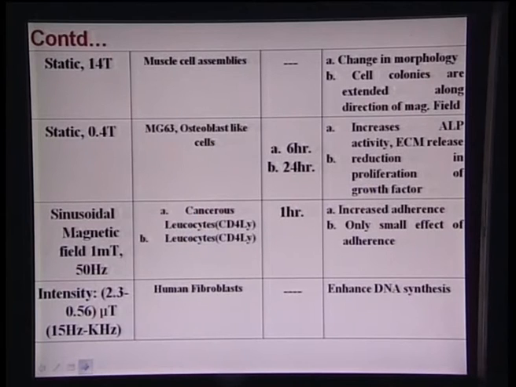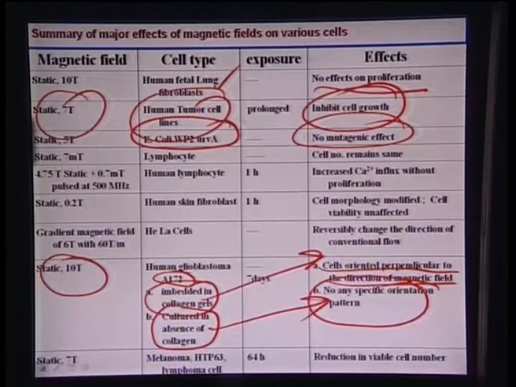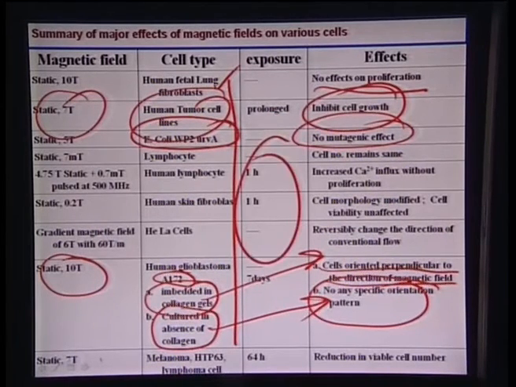Now, there are other literature reports which say that when you apply a static 14 Tesla field on muscle cell assemblies, there are changes in morphologies and cell colonies extend along the direction of the magnetic field. When you do a similar type of test on MG63, that is an osteosarcoma cell line, it increases the ALP activity, that is alkaline phosphatase activity, and also ECM, that is extracellular matrix release, and at the same time if you apply it for 24 hours, there is a reduction in proliferation or growth factor. So, again I repeat, depending on the magnetic field strength, the cell type, as well as the exposure time, which typically varies from 1 hour to 7 days, the effect is also very different.